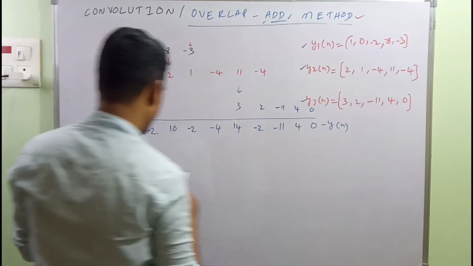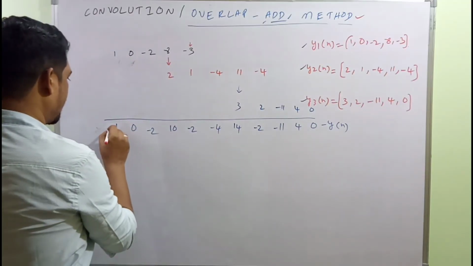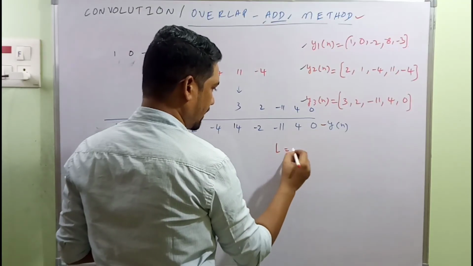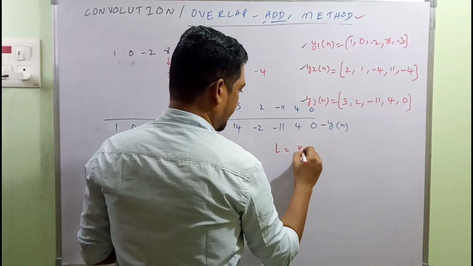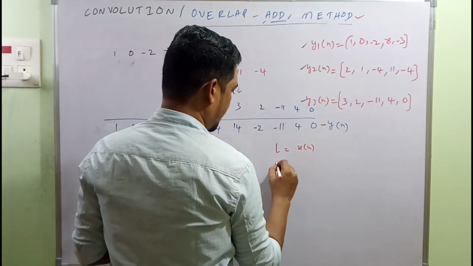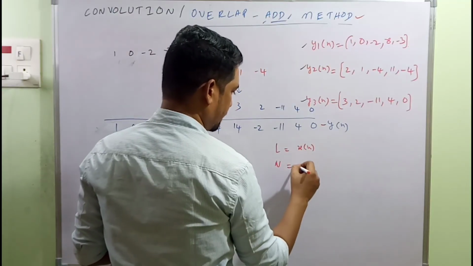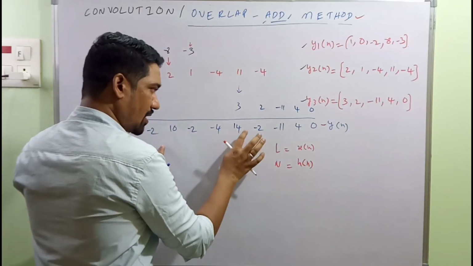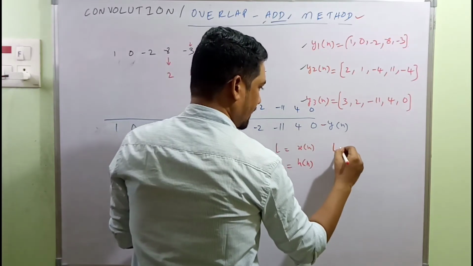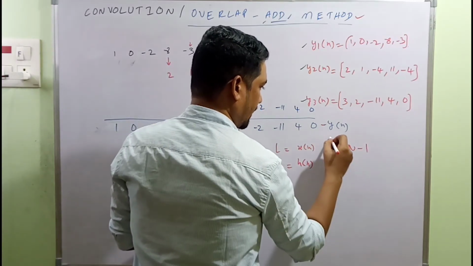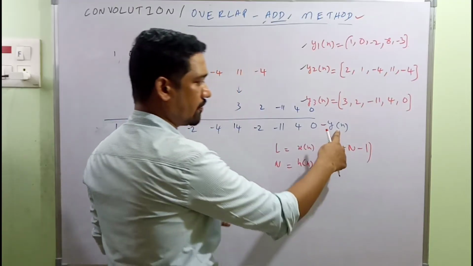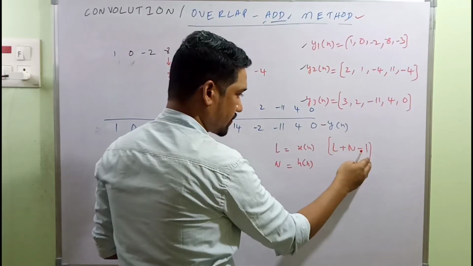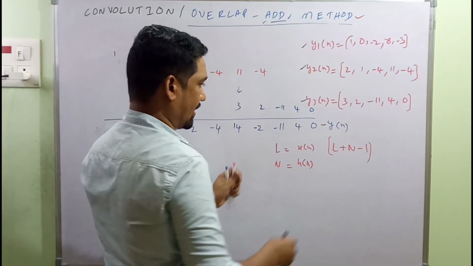Guys, keep in mind another important point. It's not done. What is L over here? It was L, the length of the longer sequence, length of x of n, and N was the length of h of n, the impulse response. Now this sequence has to have length L plus N minus 1. The length of y of n should be equal to L plus N minus 1. In that process, the last 0 will be cancelled.